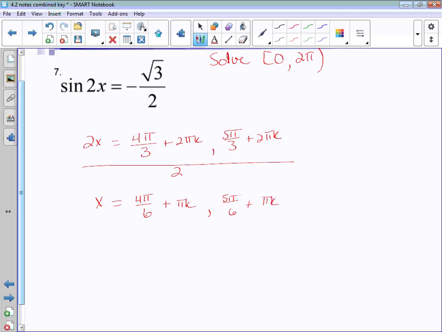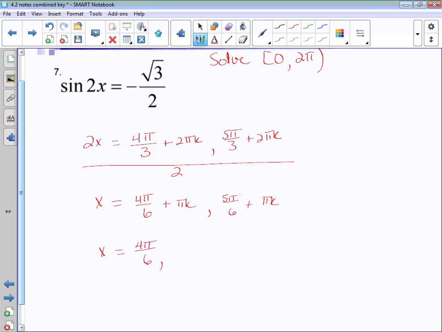Still with me? Yeah. That's not our answer this time, but are we okay to that point? We have one more step. Our directions say between 0 and 2 pi. So I don't need this k, but I do want to make sure I've gotten every single answer from 0 to 2 pi. So my first answer is this 4 pi over 6.